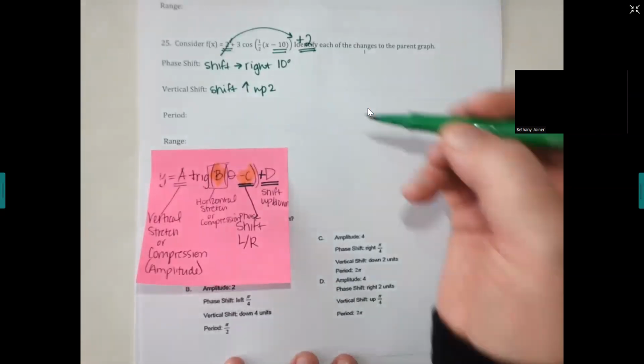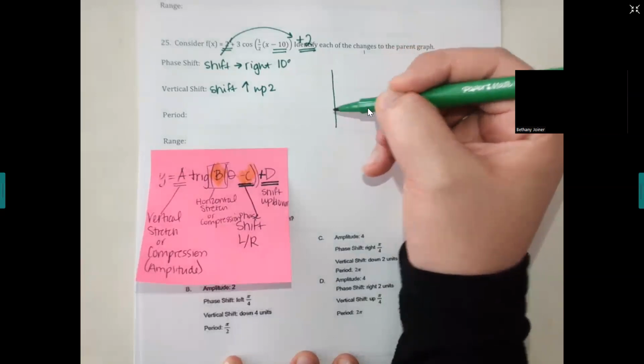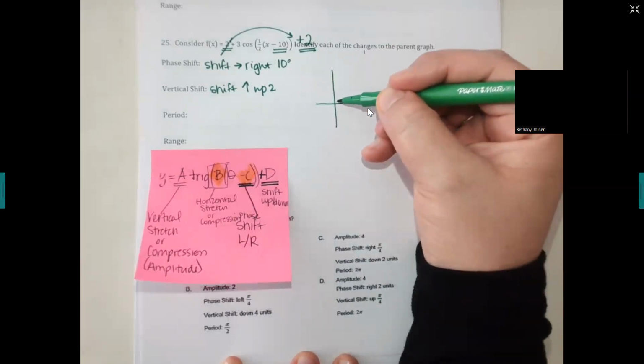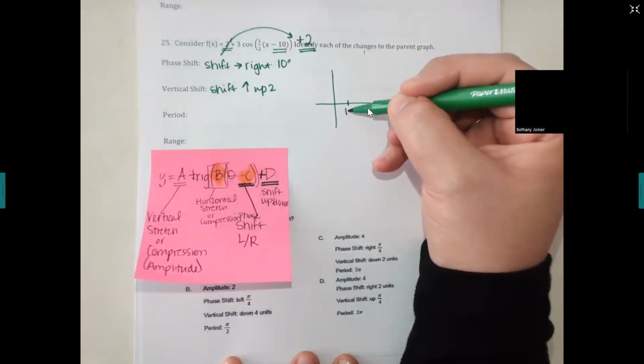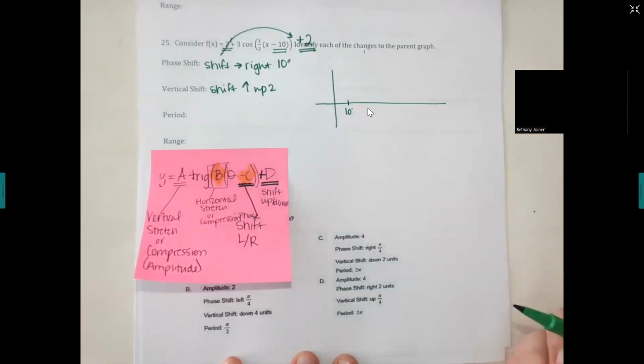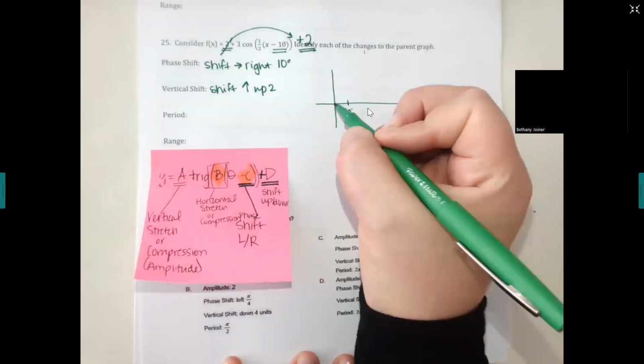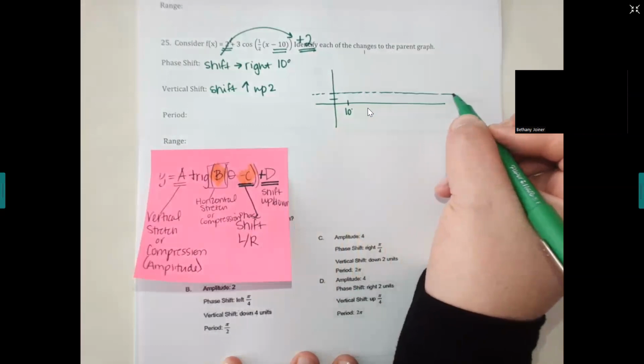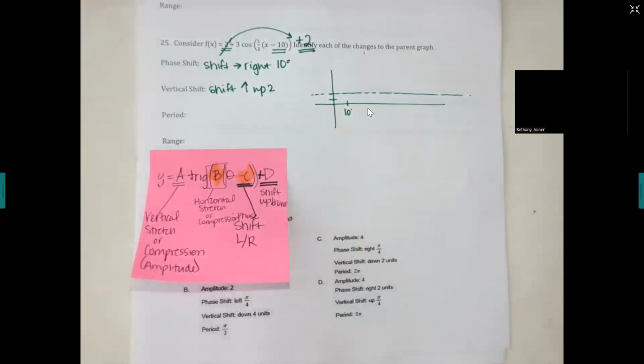Okay, so if I were to sketch a graph of this, okay, I would go to the right 10. So instead of starting at 0 degrees, I'd come over here. Let's say this is 10 degrees. And then I would want to go up 2. So that would put the new center of my sinusoidal graph, which is like the fancy name for the wave shape. Okay, that would be my new center.